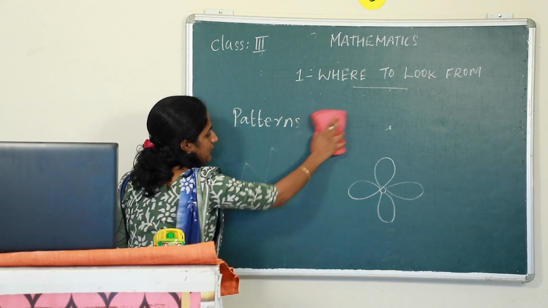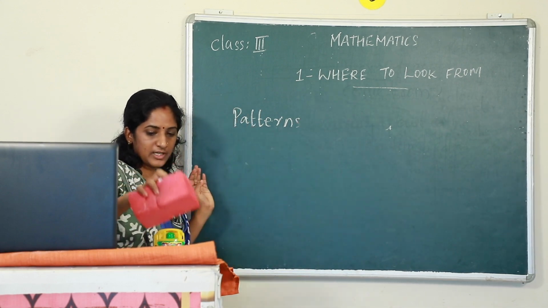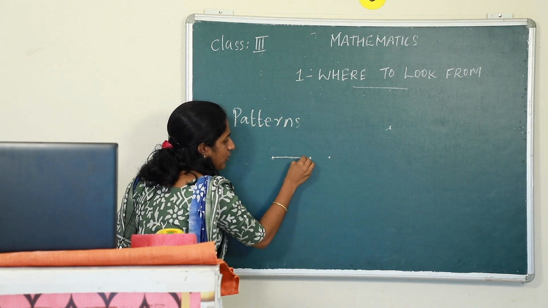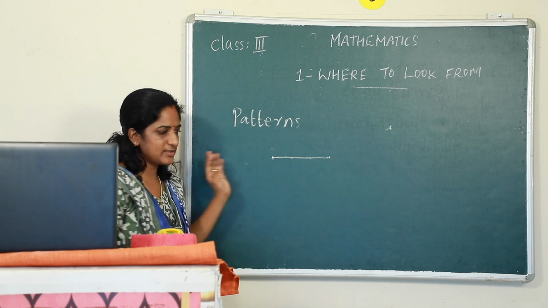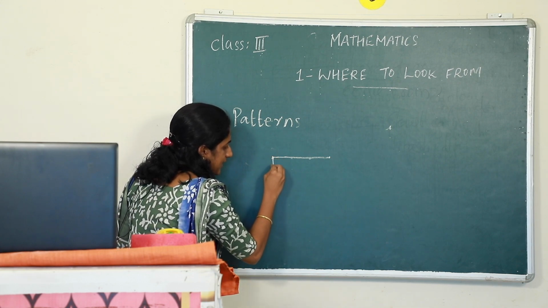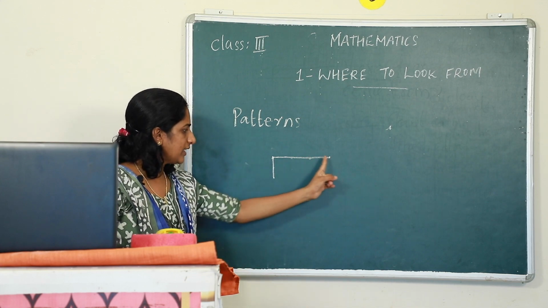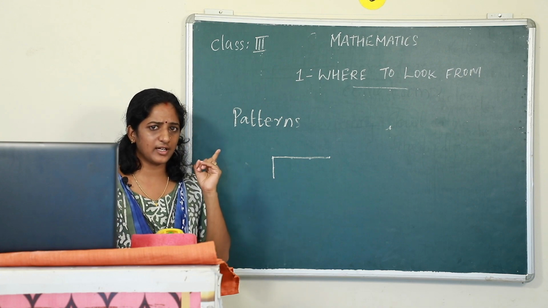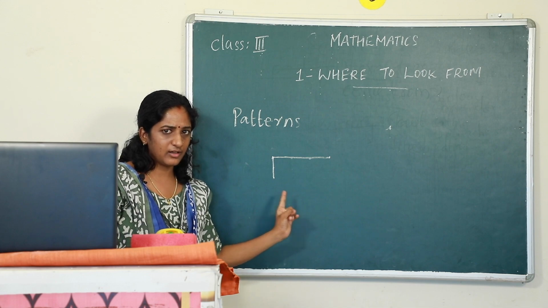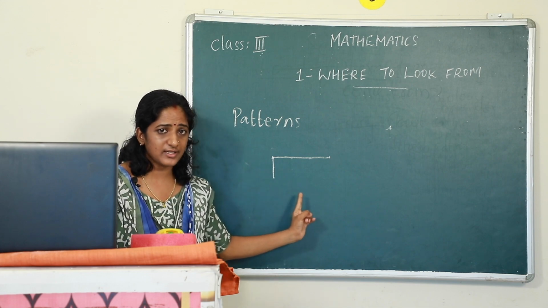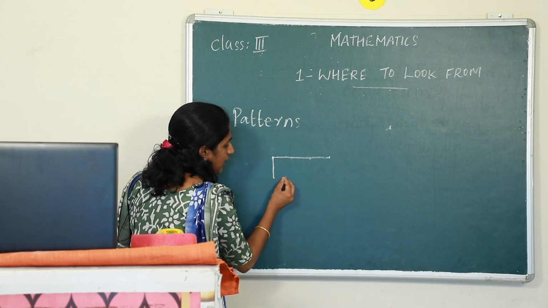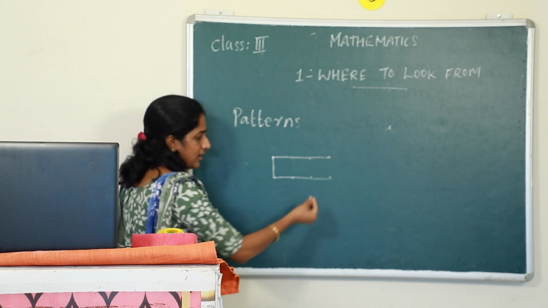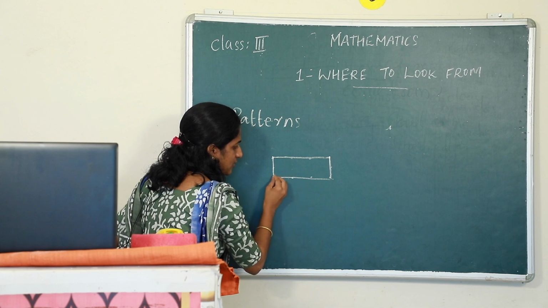Let's see the first one. See children, in the first figure, 4 dots are joined to make a straight line like this and 3 dots are joined to form a straight line like this. 4 here, 3 here. So just remember, we have studied what a square is and what a rectangle is. So is it a square? No, this is not a square. Then what is this? Yes, this is a rectangle. So we have to complete it like this, by joining 4 dots here and 3 dots here. So the first figure is a rectangle.